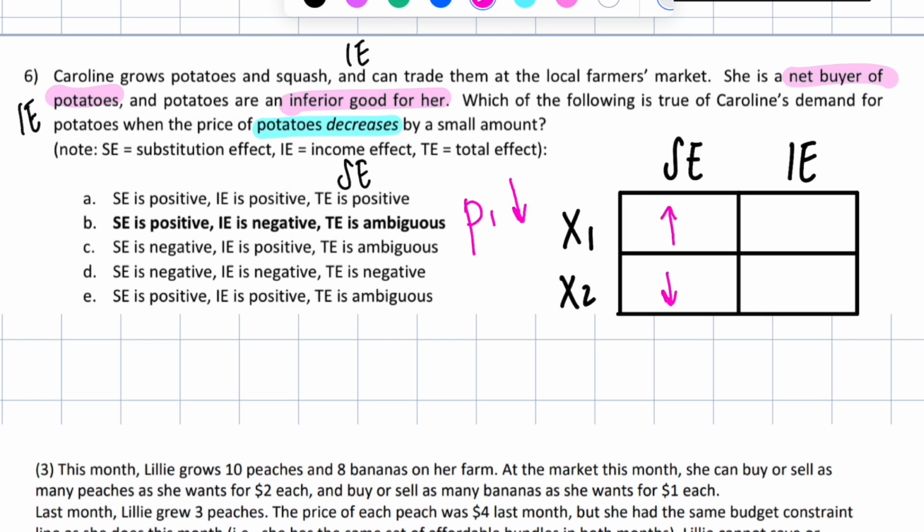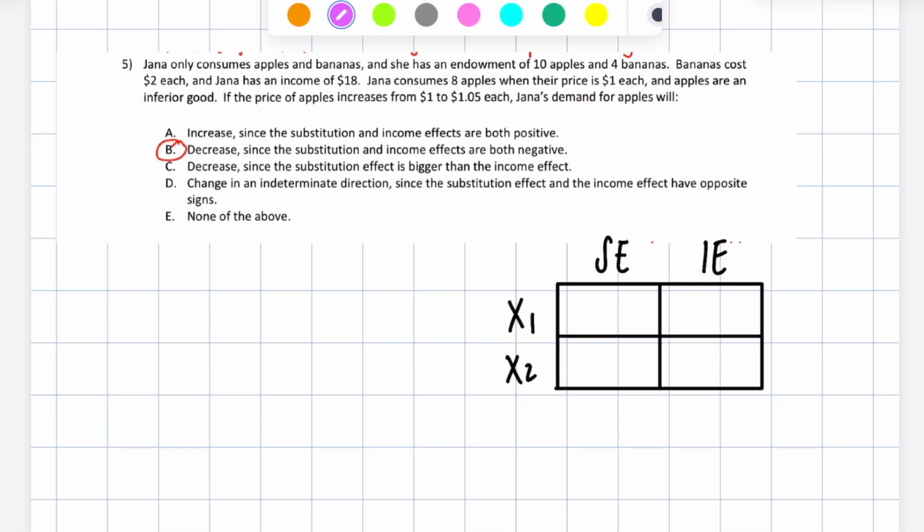Now for income effect. Since we are a buyer and prices are going down, this is good for our income. Our income is going up because we're buying them at a lower price. And since income is going up and this is an inferior good for us, we're actually going to consume less of the potatoes due to the income effect. And so the answer must be B. Substitution effect is positive and income effect is negative. We're unsure of the total effect because they're going different directions and there's not enough information in the question to know. Now we move on to endowments.